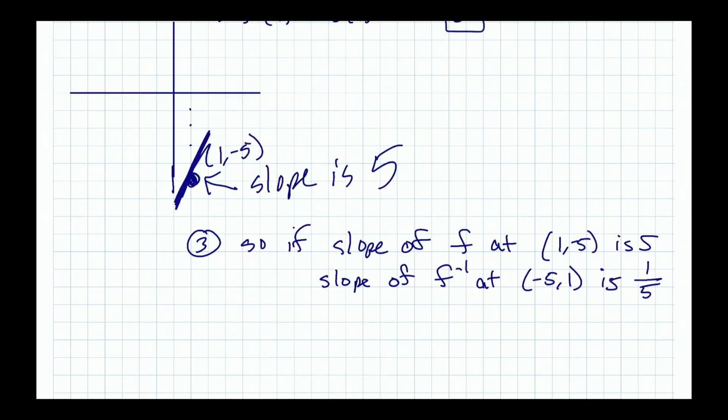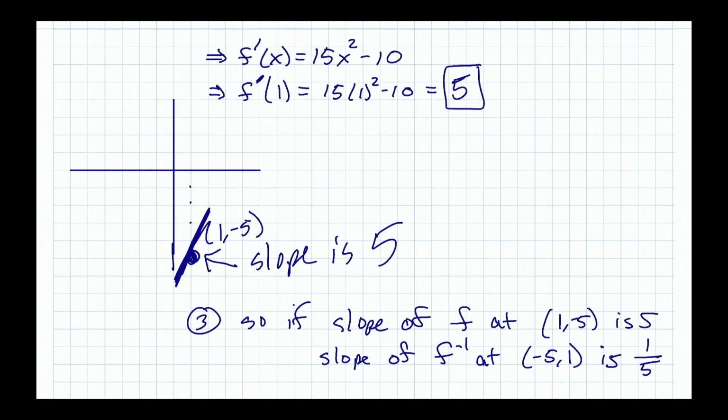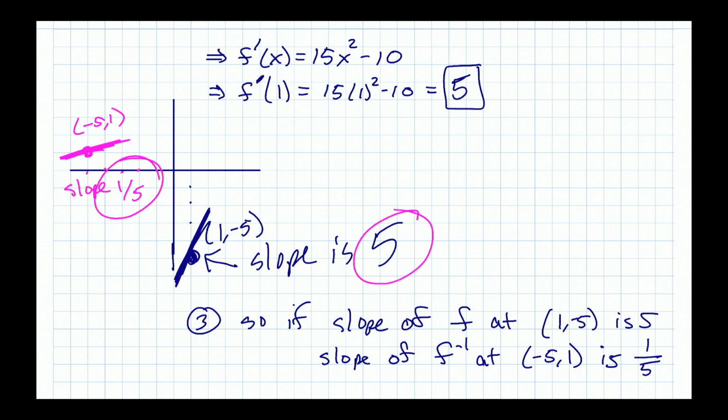So what that tells you is, for f inverse on the same picture here, if you went to (-5, 1), the slope should be 1/5, so it should be like this. Now again, I don't know what the entire rest of the graph looks like. All I know is that if this one's 5, this one's 1/5. Okay?